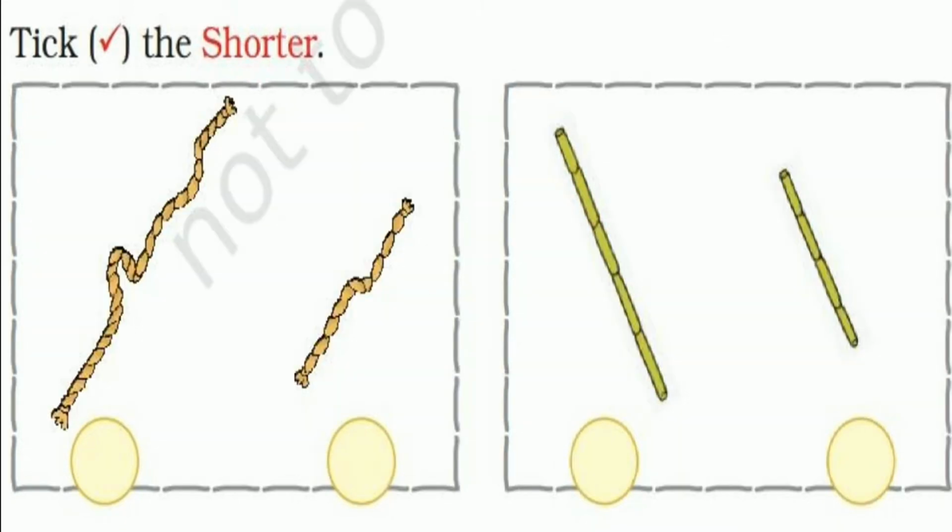Next, tick the shorter. Children, here you can see two ropes, right? The first one is long and the second is short. The second rope is shorter than the first one. So we shall tick the second rope which is shorter. Next, children, here you can see two sugarcane sticks, right? So which is shorter, the first one or the second one? The second one is shorter than the first one, right? So we shall tick the second one.